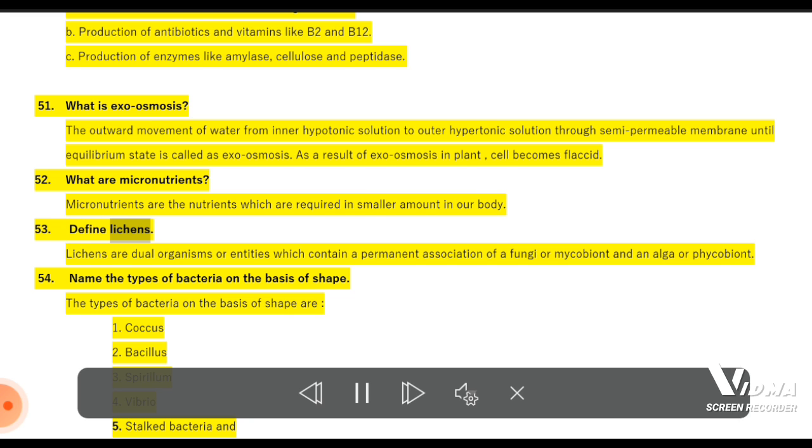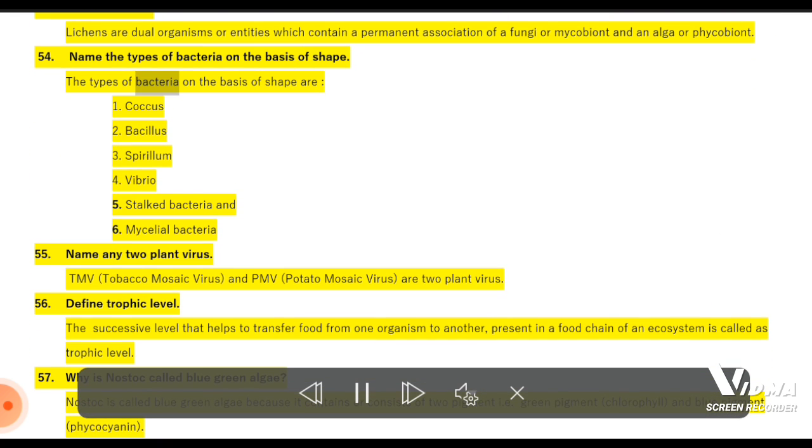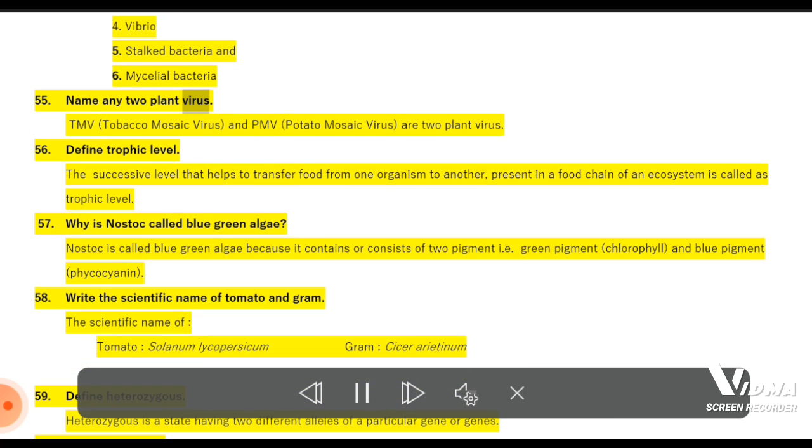53. Define lichens. Lichens are dual organisms or entities which contain a permanent association of a fungi or mycobiont and an alga or phycobiont. 54. Name the types of bacteria on the basis of shape. The types of bacteria on the basis of shape are: coccus, bacillus, spirillum, vibrio, stalked bacteria and mycelial bacteria. 55. Name any two plant virus. TMV tobacco mosaic virus and PMV potato mosaic virus are two plant virus.